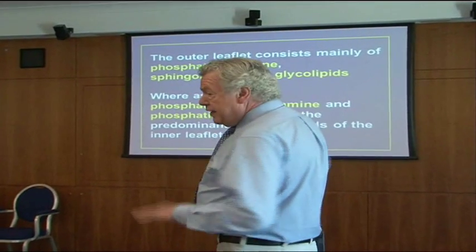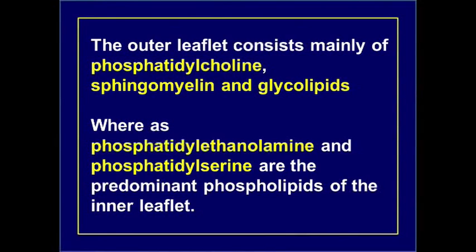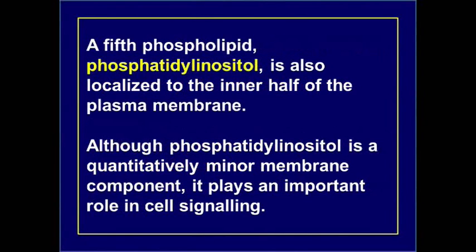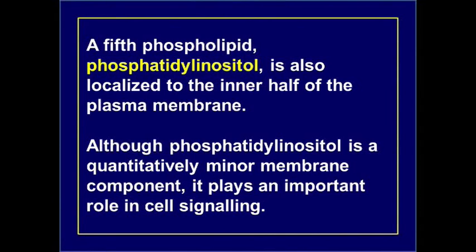Okay, the outer leaflet, this is the outer part of the double membrane, consists mainly of phosphatidylcholine, followed by sphingomyelin and some glycolipids. These are sugar lipid compounds in the outer membranes, whereas the inner one is phosphatidylethanolamine and phosphatidylserine. Okay, a fifth phospholipid, phosphatidylinositol, is also localized in the inner half of the plasma membrane. So although phosphatidylinositol is a quantitatively minor membrane component, it plays an important role in cell signaling.